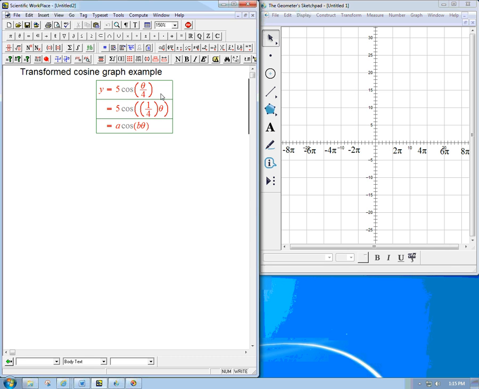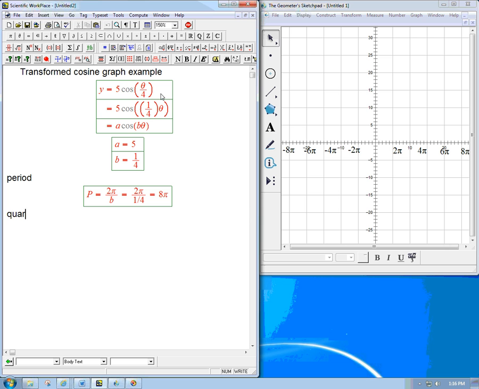And so a equals 5, and b equals 1/4. So the period, we have a memorized formula for that, and that is p equals 2 pi over b. So that's 2 pi over 1/4, or that's 8 pi. Okay, that's going to be crucial.